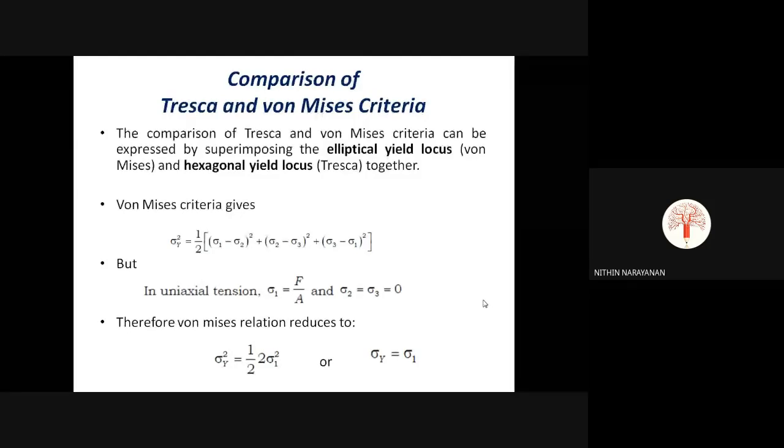But in the flow stress region or in the yielding region, that equation is not valid. So we have a flow curve equation, and based on that only the stress and strain will be related. So in the previous class we have gone through the different relations in Tresca and von Mises criteria. After that we have gone through the comparison of Tresca and von Mises criteria.